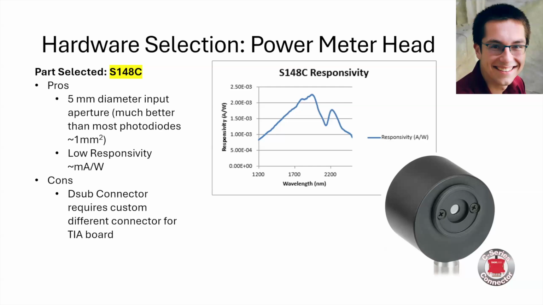as we do our profile and scan across the path of the beam for the M-squared factor and for divergence. Additionally, it also has a much lower responsivity than many photodiodes, within the range of around milliamps per watt instead of amps per watt. And so this means that we can achieve those really high powers we want to obtain without having to do a ton of attenuation.